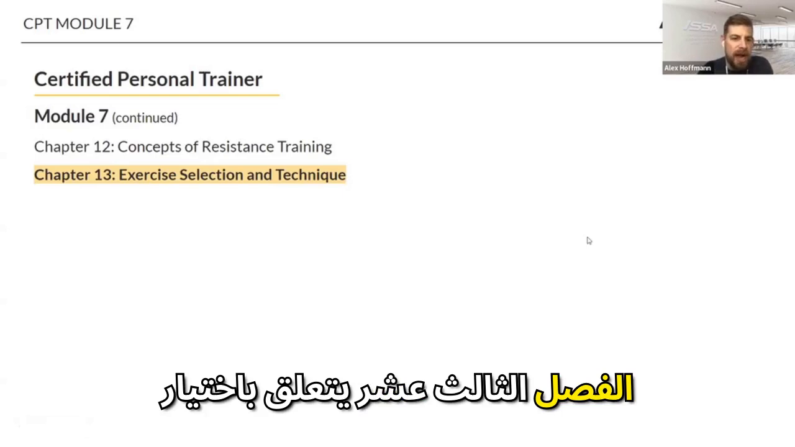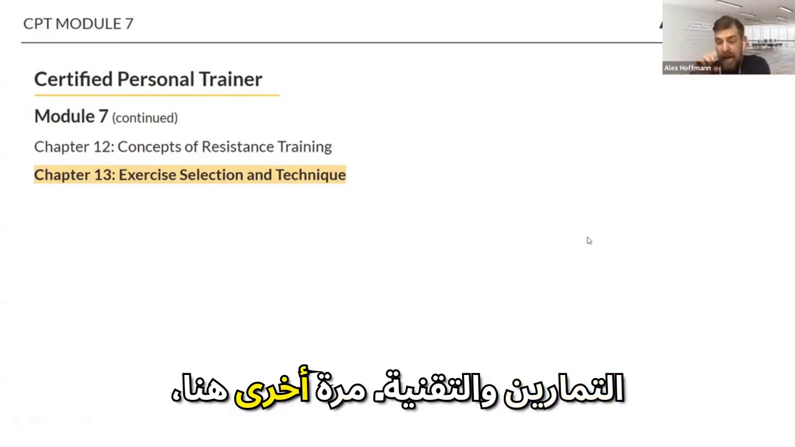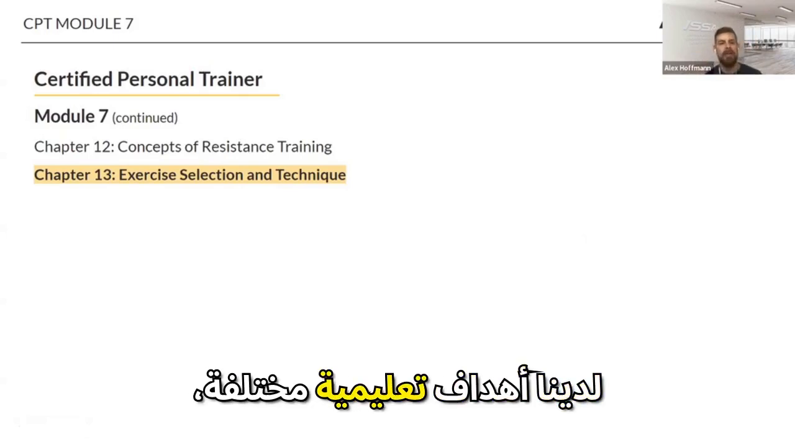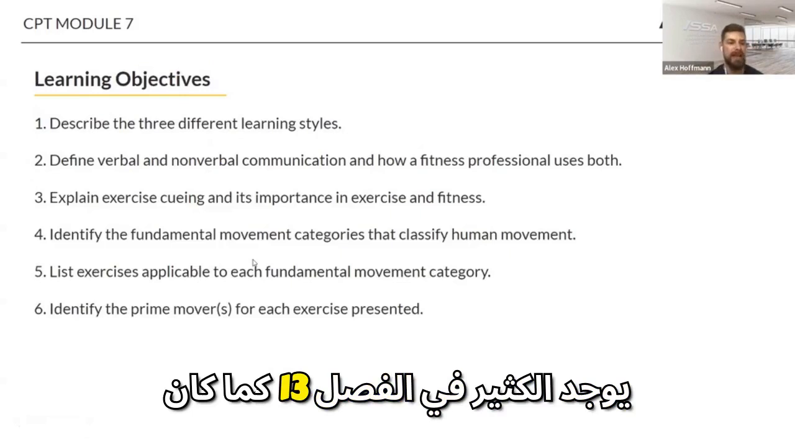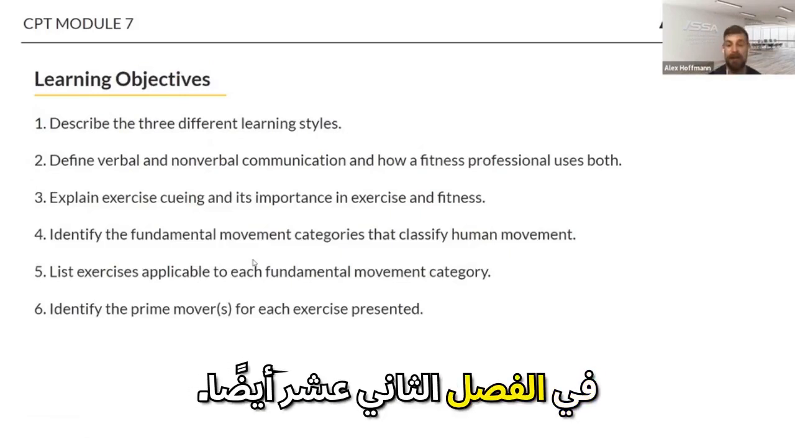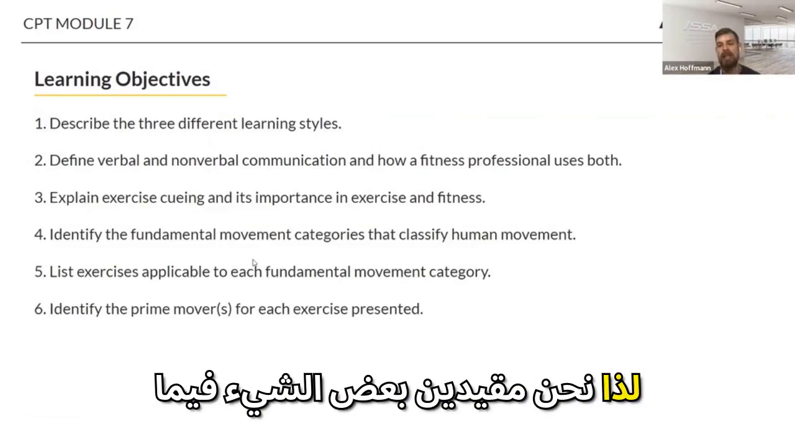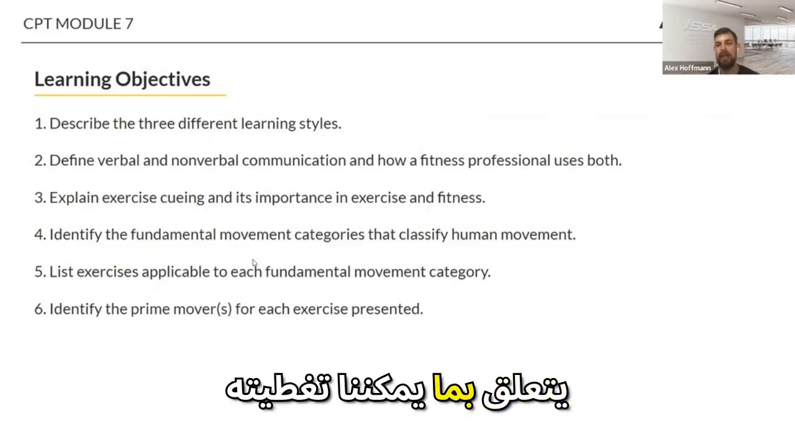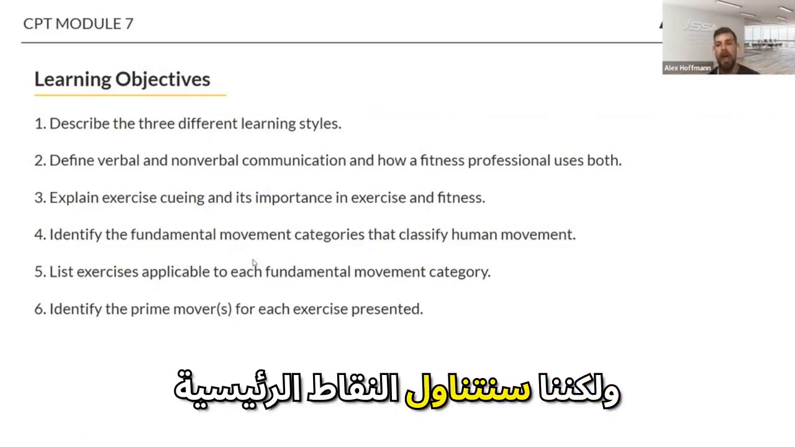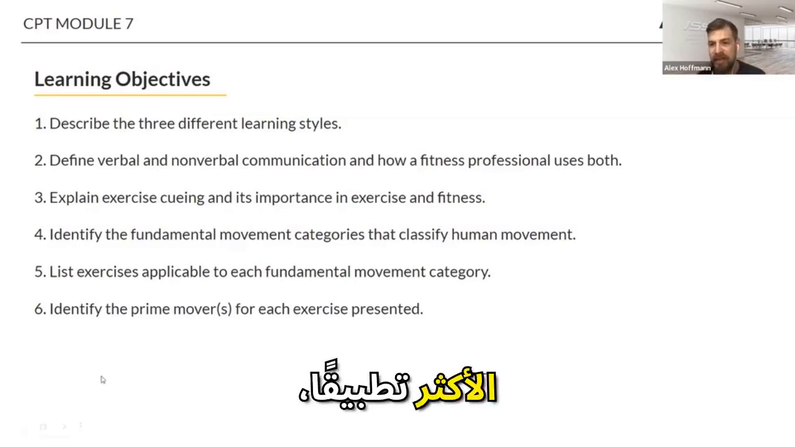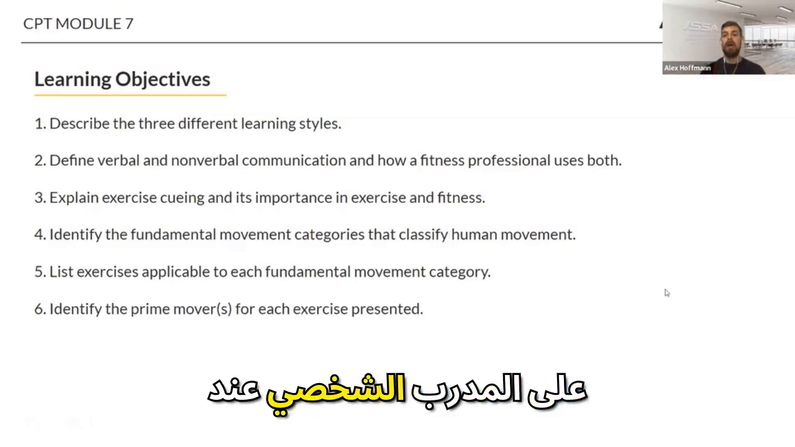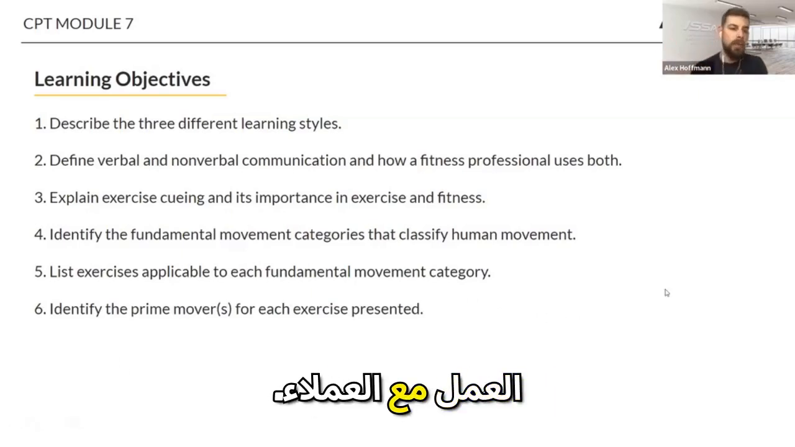All right. So chapter 13 is exercise selection and technique. Again, here we have different learning objectives for this chapter. There is quite a bit in chapter 13, as there was in chapter 12 as well. So we're a little bit limited as to what we can actually cover in the lecture, but we're going to hit the key points here, the really big things and things that I think are most applicable to a personal trainer when working with clients.